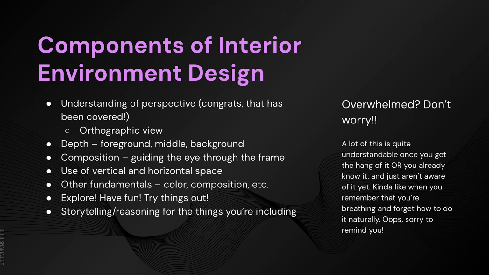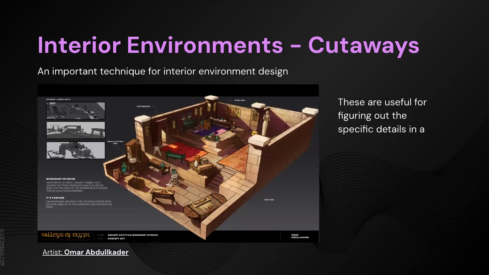Basically, interior environment design involves a lot of understanding of perspective, but congrats, after those 2 slides, you are now a genius at it. Orthographic view, which is kind of isometric perspective, is just being able to see things from all sides and all angles. Depth, having a foreground, middle, and background. Even here, you can see that there's stuff further up and stuff further back, or depending on which angle you're looking from, like from the side, there's stuff in the front and back.